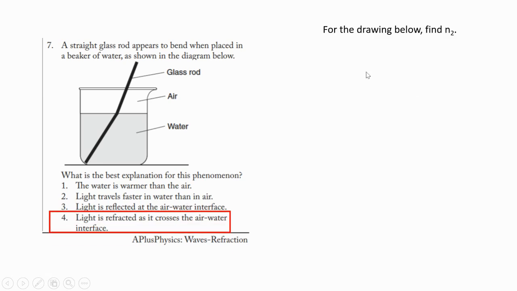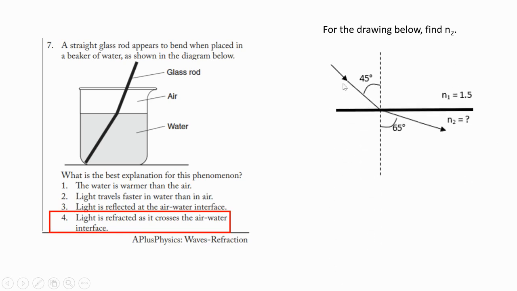Now, the next example. For the diagram below, find the index of refraction N2. So we have this example in a very simplified form. You see that you don't see wavefronts anymore. You just see the incident ray and refracted ray, the angle of incidence and the angle of refraction, and the index of refraction of this medium and the index of refraction of the second medium. We don't know which media those are. I just give the value of the index of refraction.